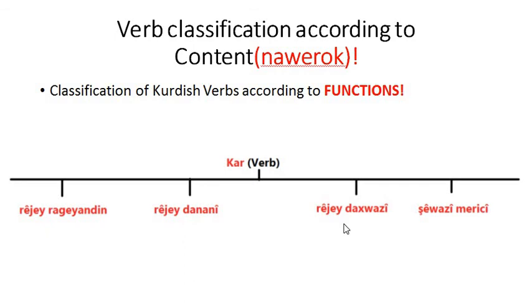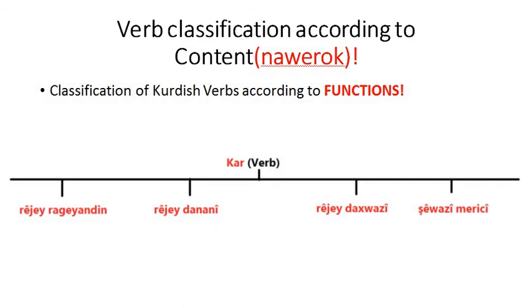Shewazi reje dakhwazi. Reje dakhwazi, basically when you request something or someone requests something. This is reje dakhwazi. Then we have shewazi raste marji or shewazi marji. This is j sound. It's basically our conditionals, okay? Conditionals in Kurdish, just like how you have conditional sentences in English.